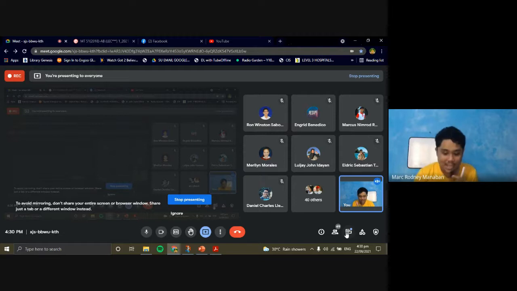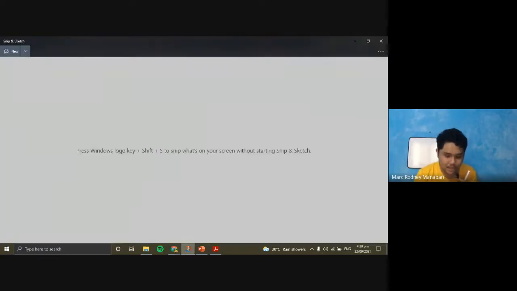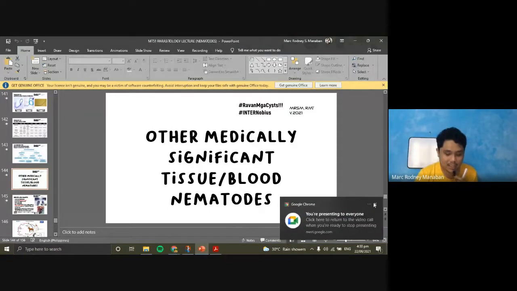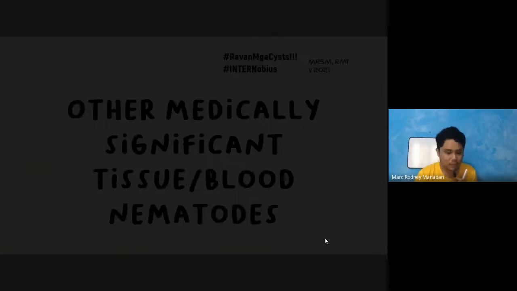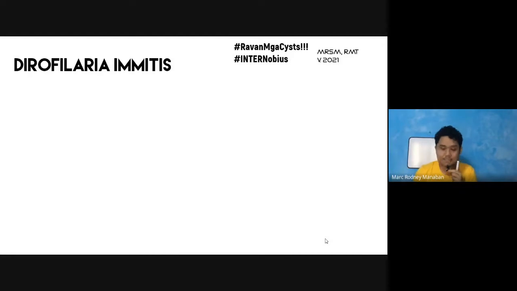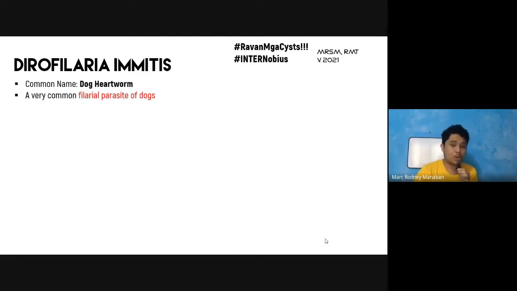Okay, alright. Sige, now we continue with the last group of your nematodes, and these are the other significantly important tissue and blood nematodes, starting first with, of course, Dirofilaria immitis. Now, Dirofilaria immitis, again, this is also known as your dog heartworm, all right? And this is a common parasite among dogs, all right? So it's still a filarial worm, all right? But it usually affects your dogs.